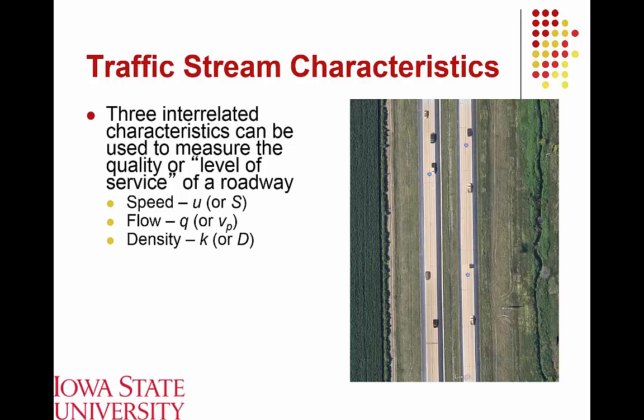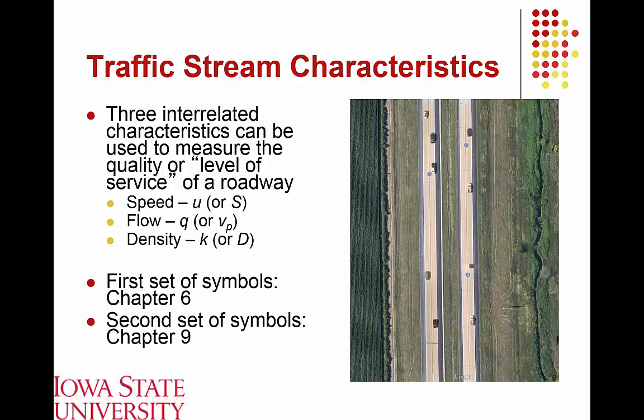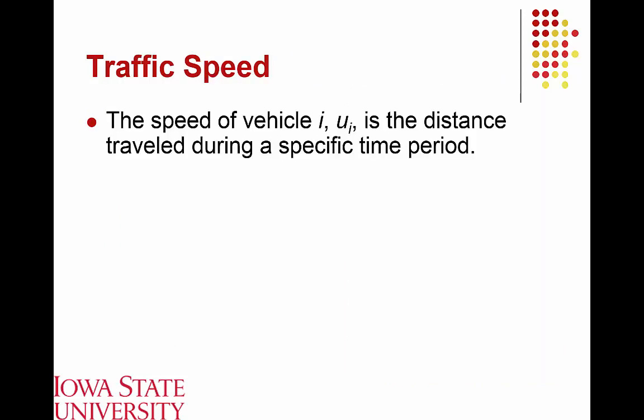And so as you see here, we do have two sets of terminology. The first of those sets is what we will be dealing with in chapter 6 of the textbook. So Q, U, and K come into play here when we talk about the general underlying relationships between speed, flow, and density. And then we'll come back to these terms in chapter 9 when we return to what's referred to as the Highway Capacity Manual, and we'll deal with the second set of symbols, S, V sub P, and D at that time. And so now we will just transition through each of these three characteristics, starting with traffic speed, which you are all familiar with, hopefully.